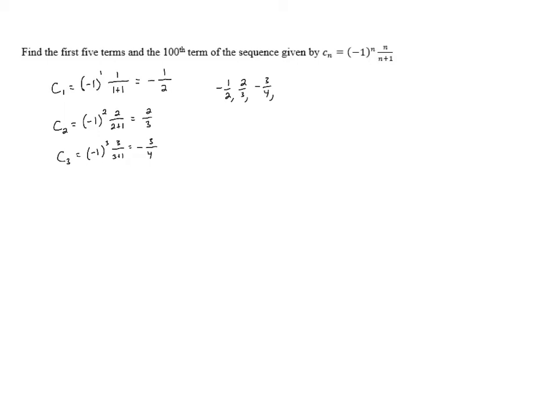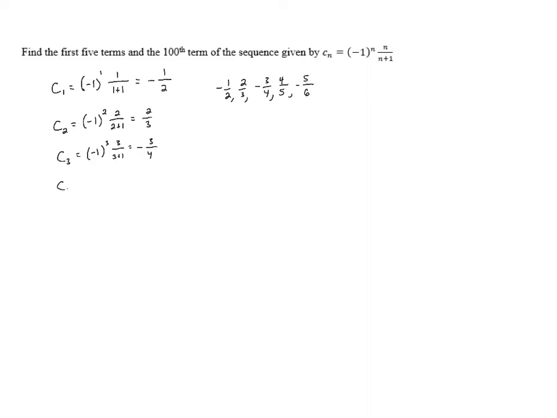Can you see the pattern yet? These terms are alternating between negative and positive, so the next one will be positive, and then the fifth one will be negative. And then if we look at the fractions, ignoring the negative, we've got 1/2, 2/3, 3/4. In each case, the numerator and denominator are increasing by 1, so we'll end up with 4/5 and 5/6.